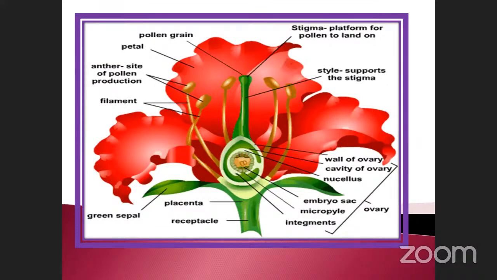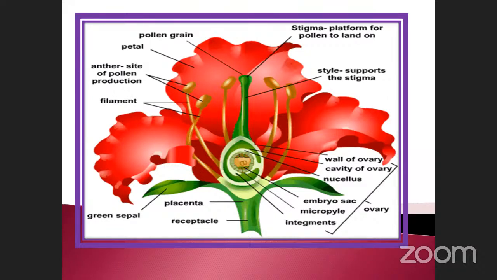Already, these are the male reproductive organs, the anthers. The anther is for pollen production. This one is called the anther, and this one is called the filament. Both are collectively called the stamen. And this one is the stigma, style and ovary. Just note it down. You already know very well about the parts of the flower.